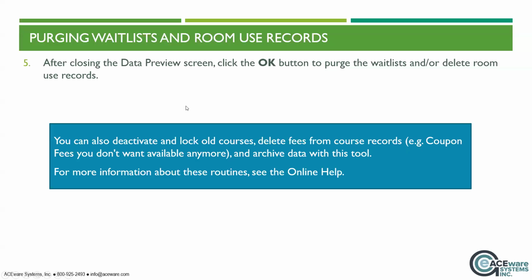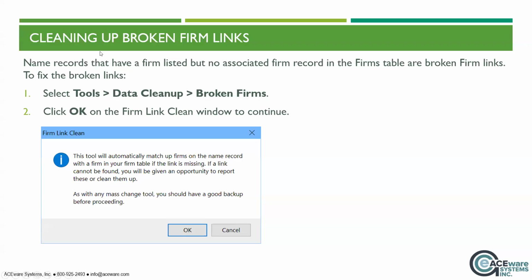So in addition to marking it inactive, archiving it if that's what you need to do, you can also purge the wait list, delete the room use records. Cleaning up broken firm links, that's again in the tools, data cleanup, broken firms. It's going to make sure that if there's firms that are not associated with folks, or someone that should be associated, but isn't, it's going to try to fix those broken links, or get those removed.